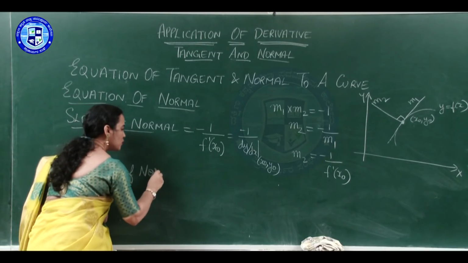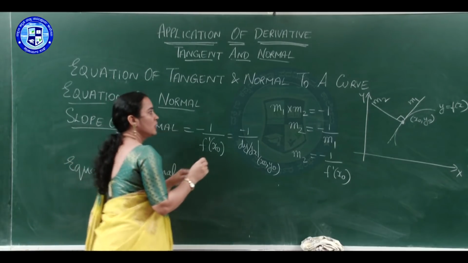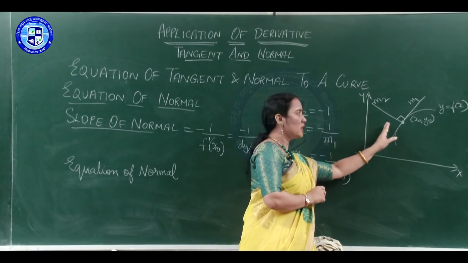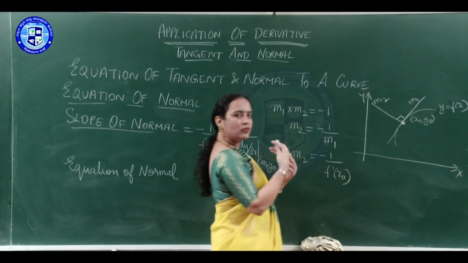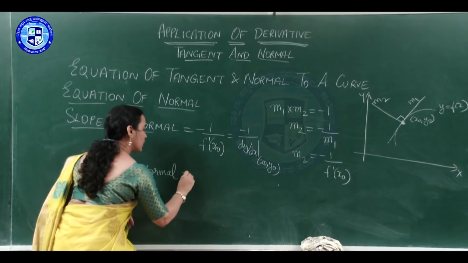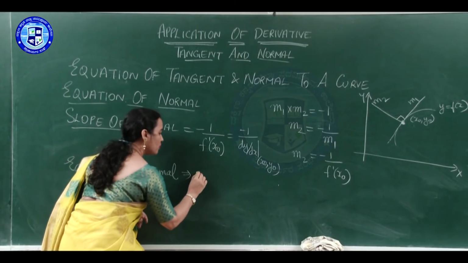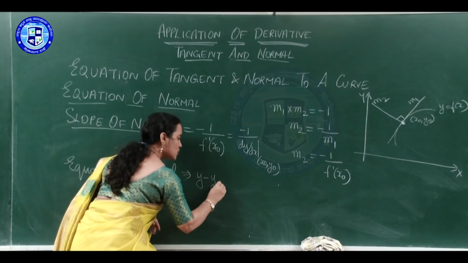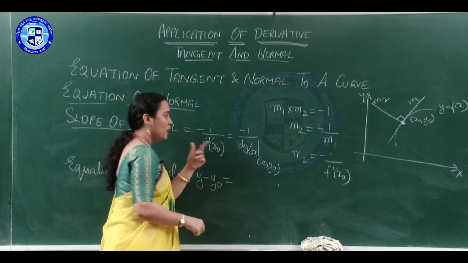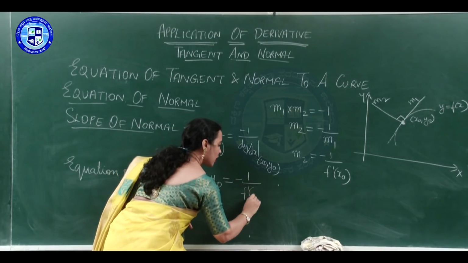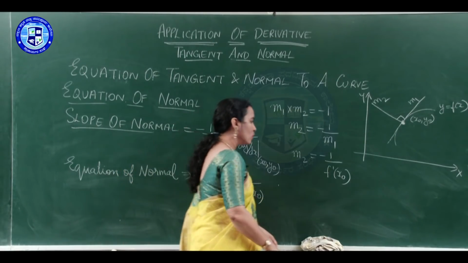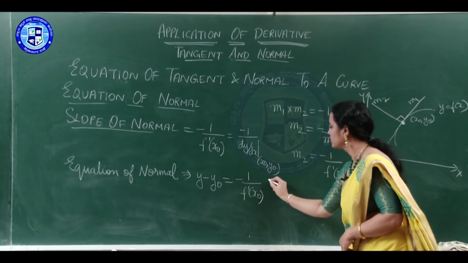So the equation of the normal: what is a normal? It is a straight line which passes through the point x naught, y naught, and which has a slope. So that means we use the same slope-point form, which is y minus y naught is equal to, but the slope of the normal is minus 1 by f dash of x naught, into x minus x naught.